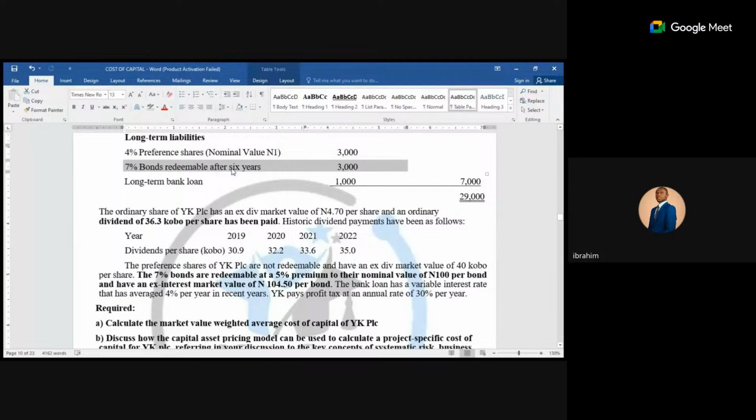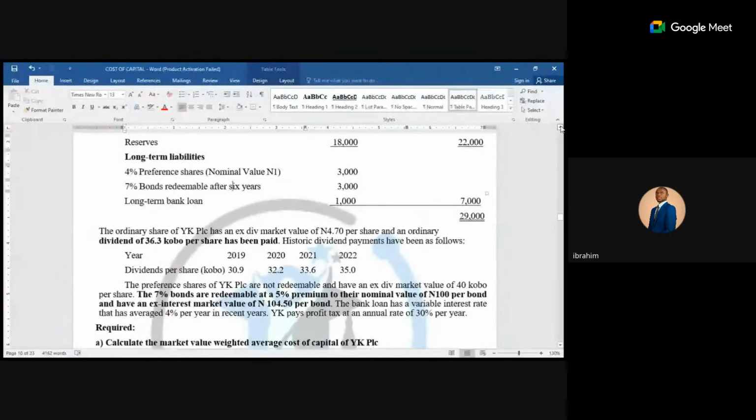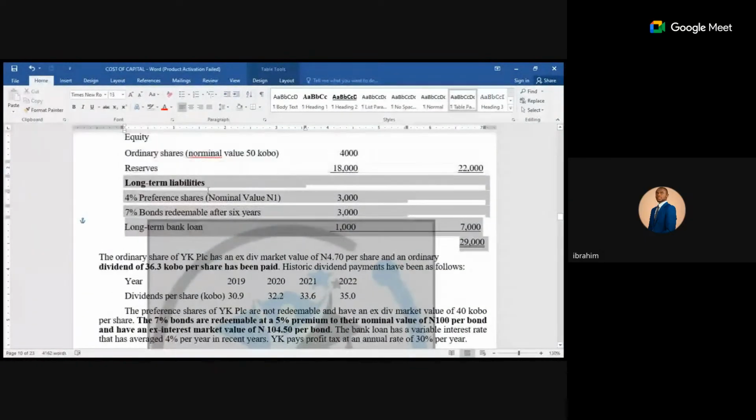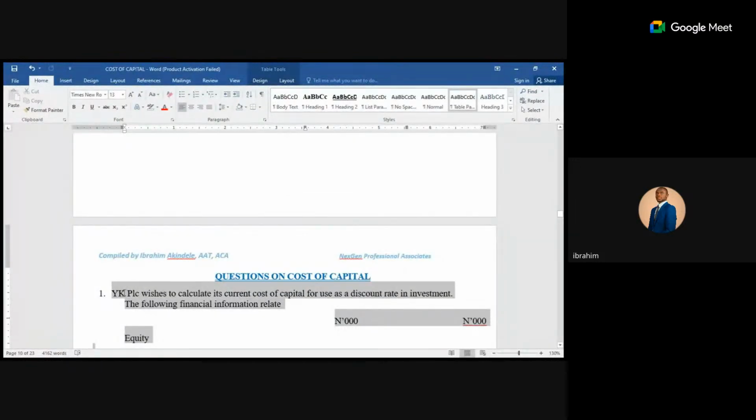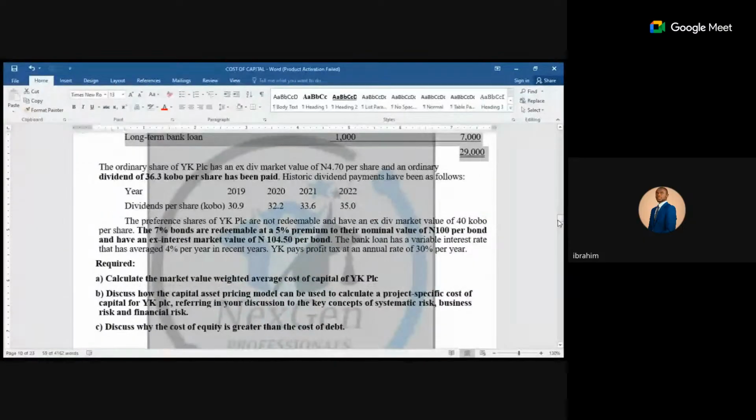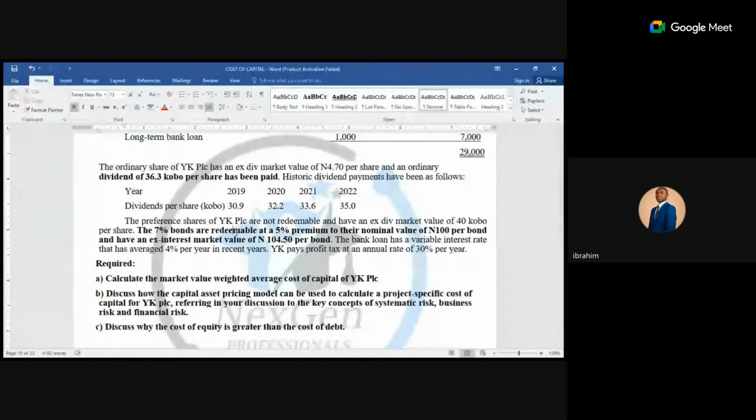How many years is it? 6 years. Can you see that it was mentioned that it is 6 years? But sometimes you have to be very careful here. Now, if the financial year is 2023, and they tell you that the redeemable bond will be redeemed in 2026, you will just count from 2023 to 2026 how many years. That is the redemption period, the maturity.